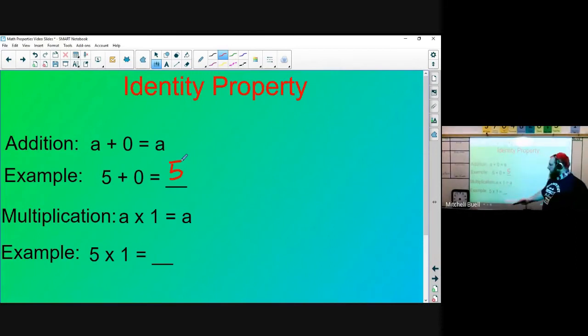Multiplication is similar. It remembers A times 1 is equal to A. Any number times 1 is itself. So we have the example of 5 times 1. Any number times 1 is itself. 5 times 1 gives us 5. So those are the two identity properties.